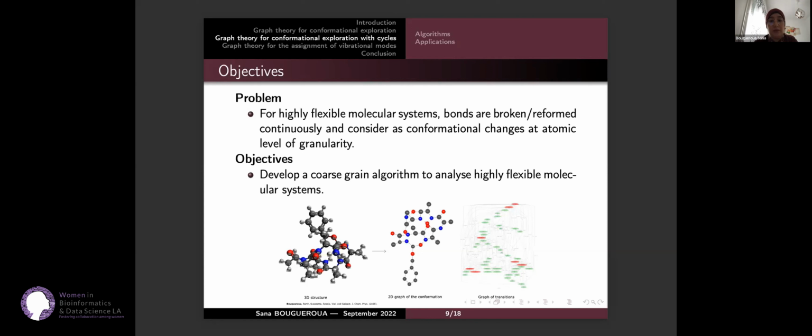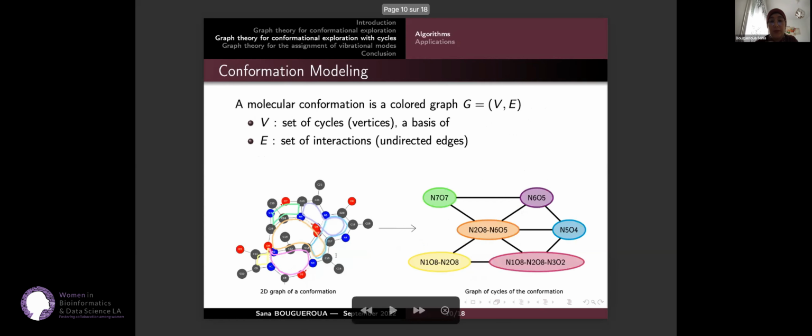So we have been thinking about a new way to represent the conformation. It is a coarse-grain representation where now we don't consider the hydrogens, we don't consider the bonds, but we consider the hydrogen bonds: we replace the hydrogen bond by the cycles or rings that it forms. Since we are working on peptides, we have a connected component, so we are sure that when we have a hydrogen bond, at least one ring will be formed.